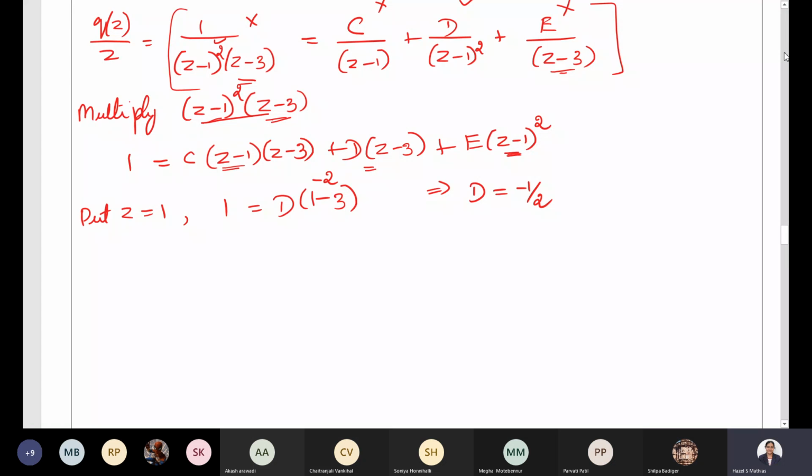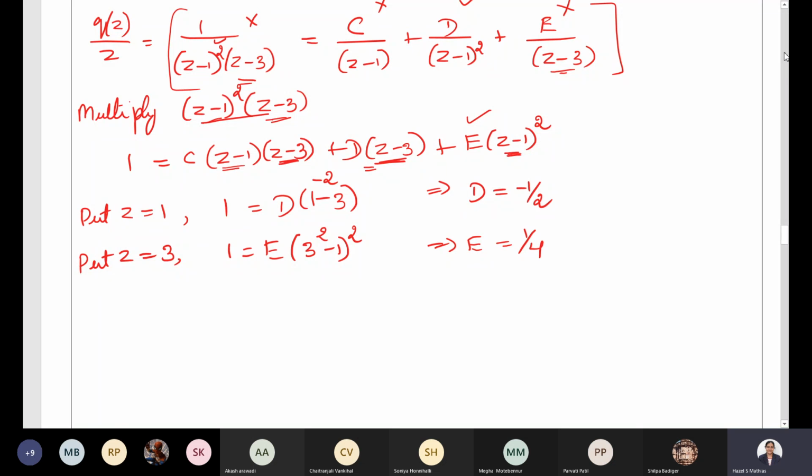Yes, ma'am. Okay, next we put z equal to 3. If you put z equal to 3, this will be 0 and this will be 0, so you will get the value of E. So we put z equal to 3. Then 1 equals, this becomes 0, this also becomes 0, and E into (3 minus 1) whole square. 3 minus 1 is 2, 2 square is 4. So the value of E is 1 by 4.